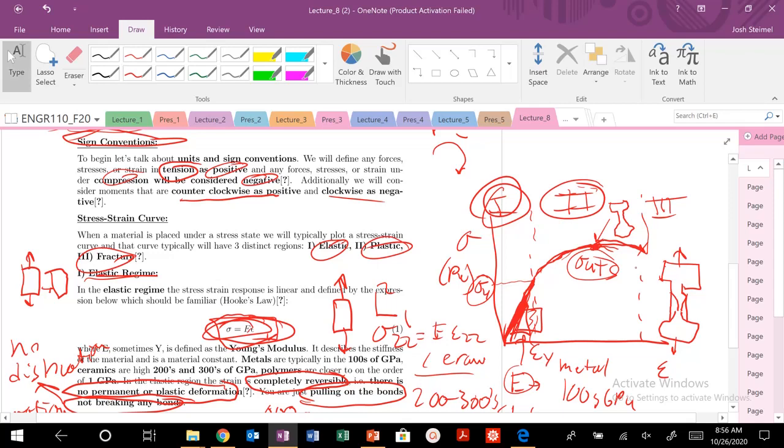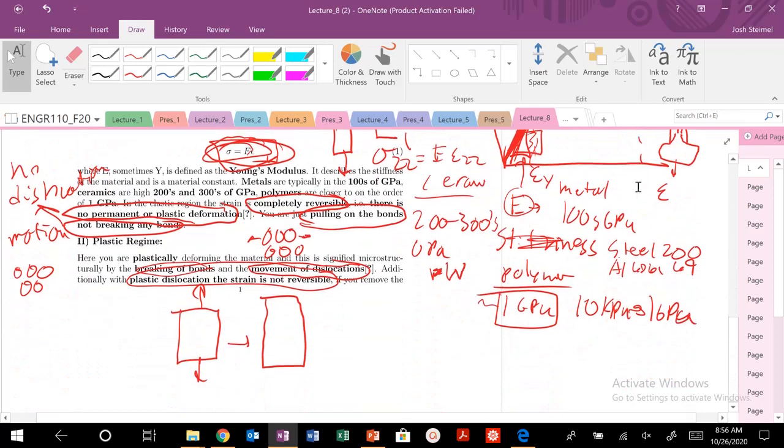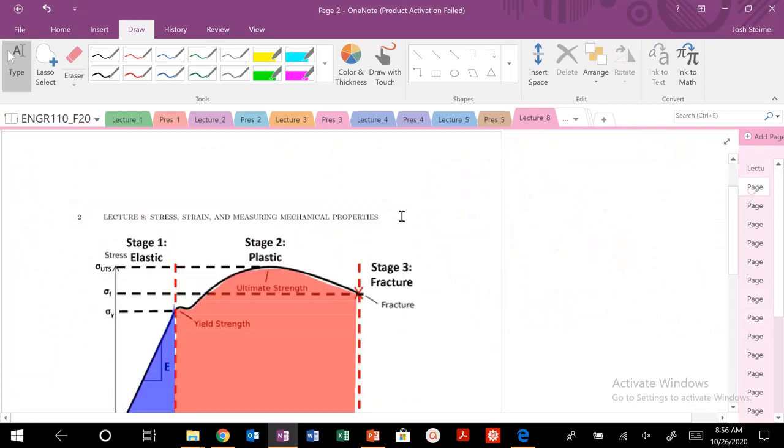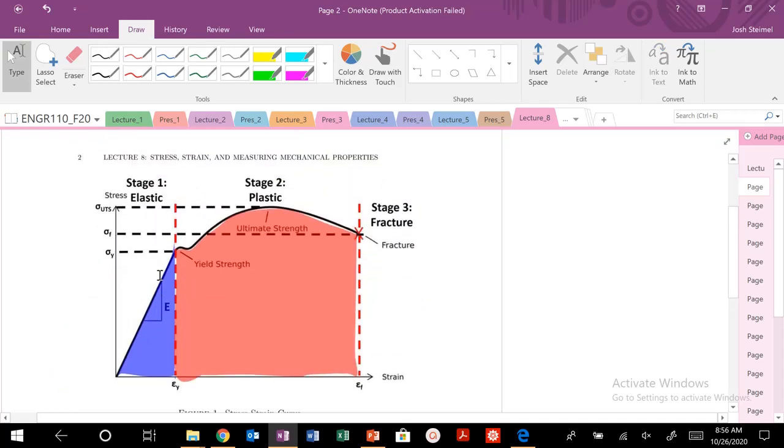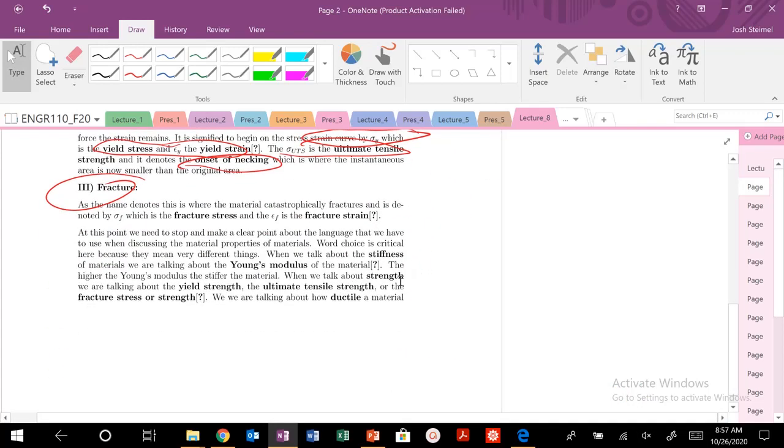And then finally, we hit our third regime, which is fracture. So now we are not only breaking bonds, here you can see yield stress, yield strain, ultimate tensile strength, onset of necking. And here, again, now you can see the fracture strength, fracture strain. This is also a measure of ductility or brittleness, depending on how large that value is. So again, fracture stress, fracture strain. This is where the material catastrophically fractures.